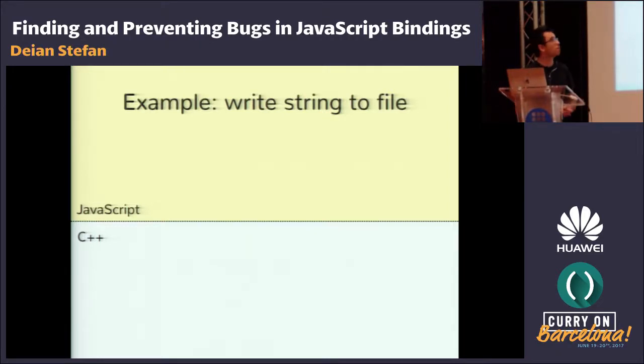So here I've broken down my slide into two parts. One is the JavaScript side, that's the top, and then the bottom is C++. So in C++, let's pretend we have a function called writeFile. You can imagine using IOStream or something like that instead. And this thing takes a string and a file name, right? So it writes that string to whatever that file path is. So this is all pure C++.